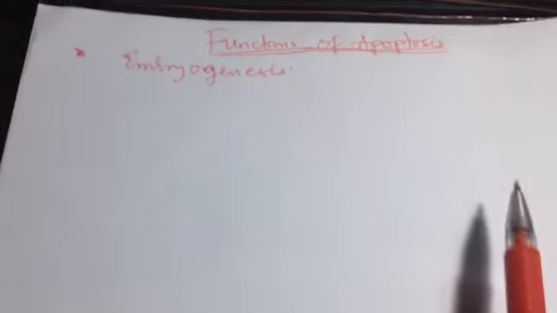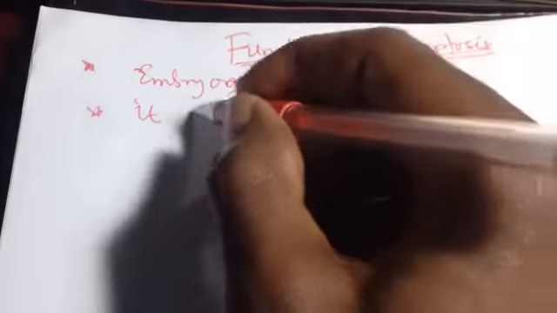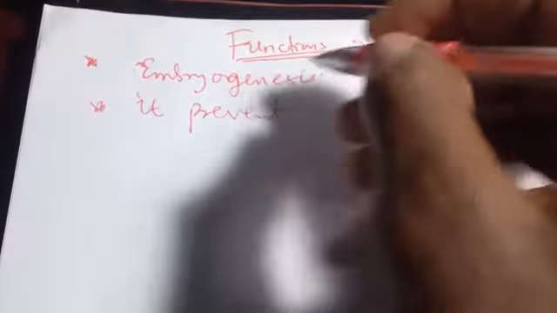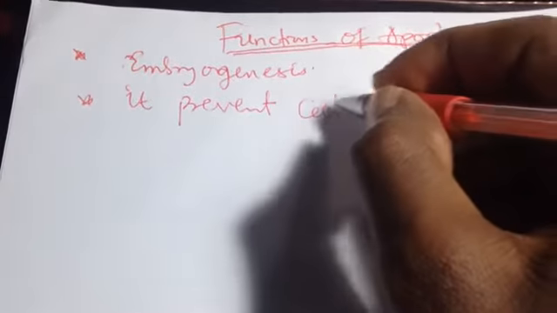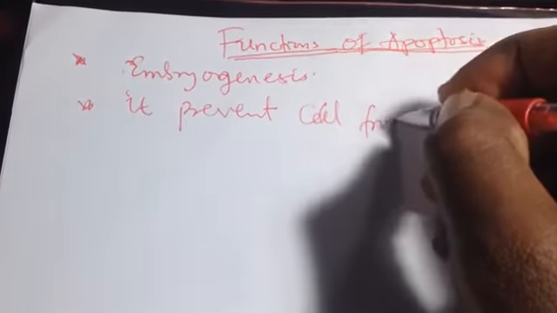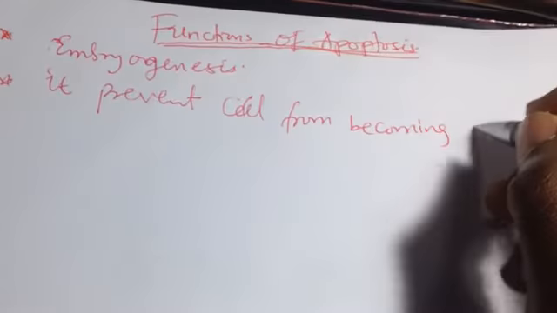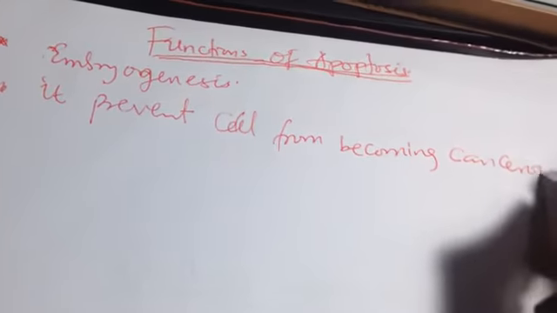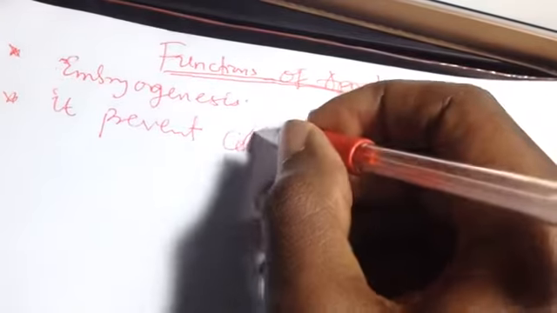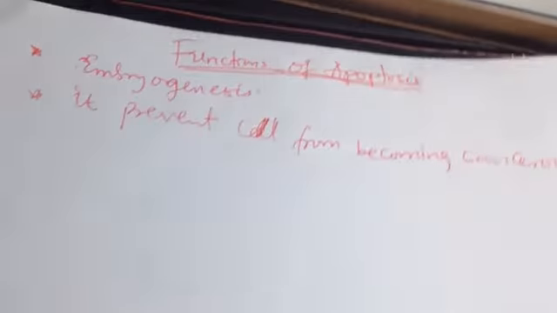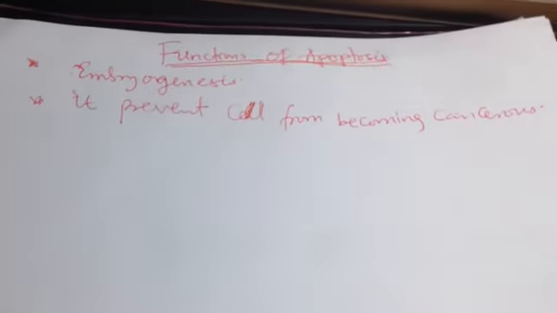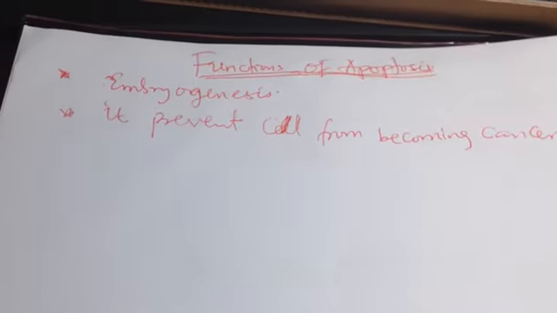So now we are going to see the next. It prevents the cell from becoming cancerous, right? Cell from becoming cancerous, because cancer is problematic, right? So this is the function of apoptosis, some functions of apoptosis, right?